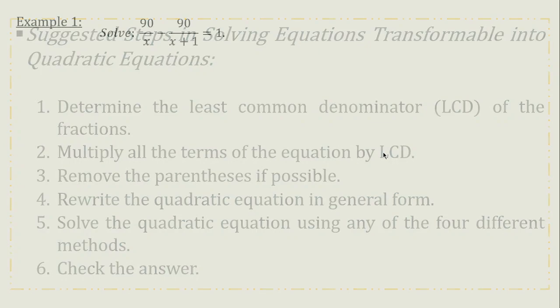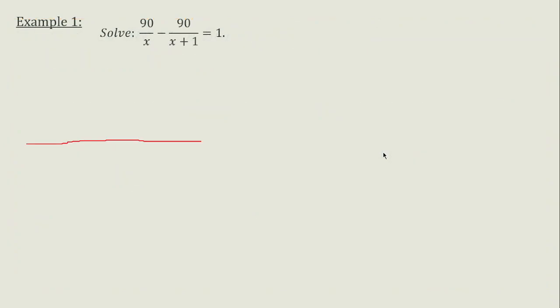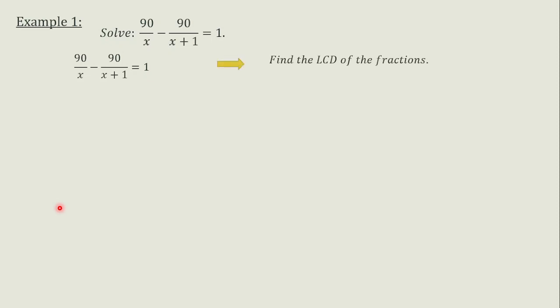So let's start example number 1. For example number 1, you are going to solve 90 over x minus 90 over x plus 1 is equal to 1. So before we start our solving, let's copy the given. So 90 over x minus 90 over x plus 1 is equal to 1. So let's apply the first step. Find the LCD of the fractions.